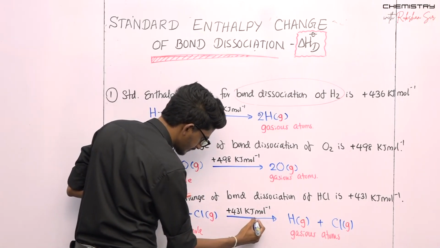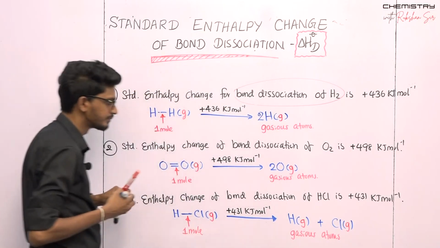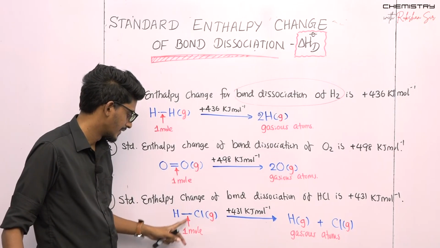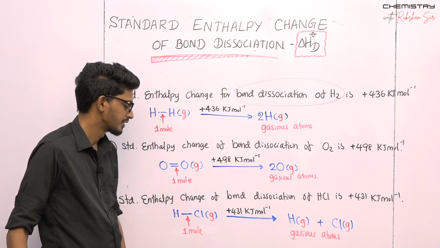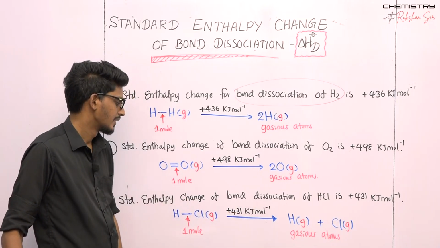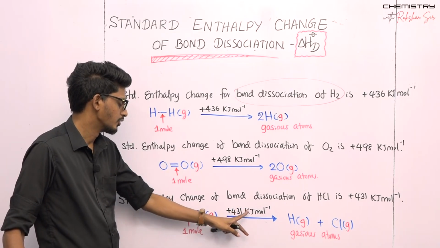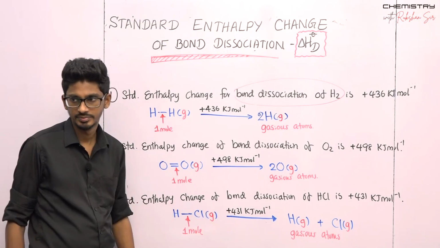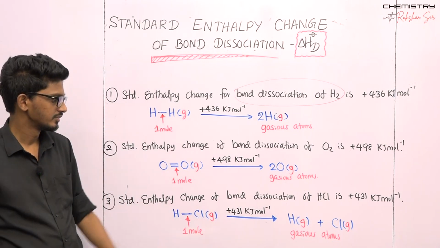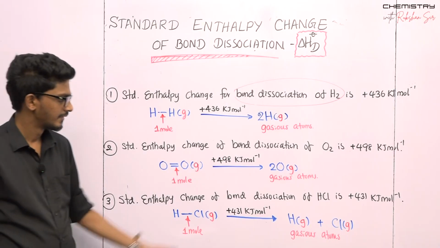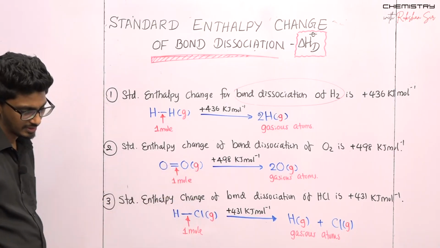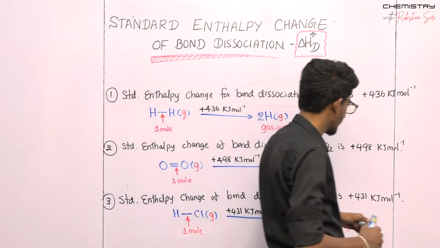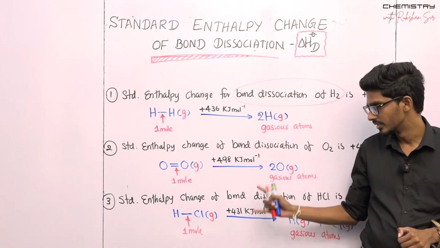When you are breaking 1 mole of gaseous HCl bonds, 431 kilojoules of heat will be absorbed. So things are clear. Just complete these, and then we will discuss the mean bond dissociation enthalpy. First, just complete these ones.